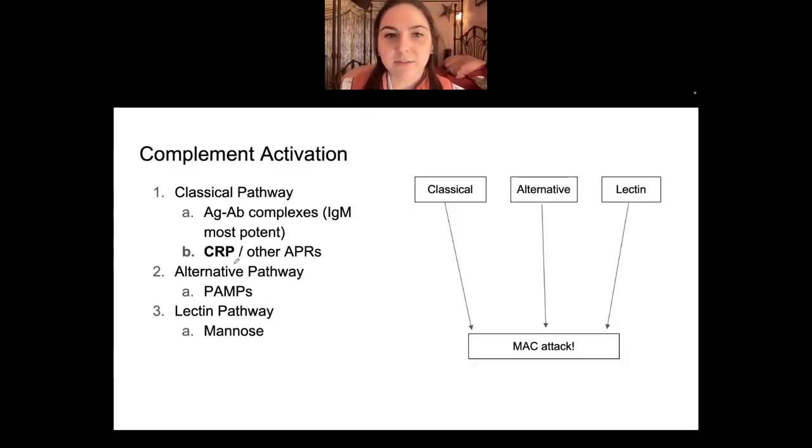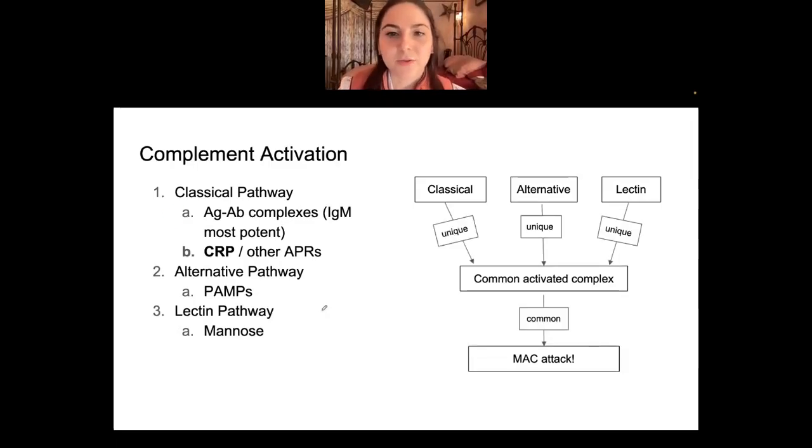CRP can also activate the classical pathway. CRP is also one of those acute phase reactants, but that's usually going to be your antigen-antibody complexes. The alternative pathway is activated by PAMPs, and the lectin pathway is activated by mannose on the surface of the microbes.